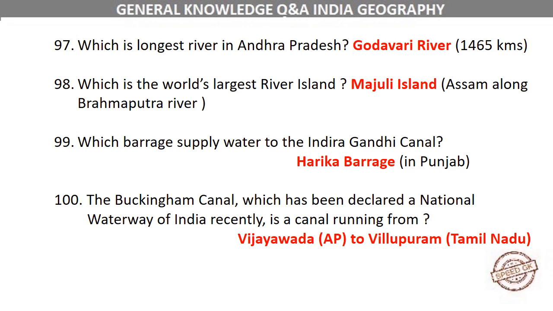Which is the world's largest river island? Majuli Island, Assam, along Brahmaputra River. Which barrage supply water to the Indira Gandhi Canal? Harike Barrage, in Punjab. The Buckingham Canal, which has been declared a national waterway of India recently, is a canal running from Vijayawada, Andhra Pradesh, to Villupuram, Tamil Nadu.